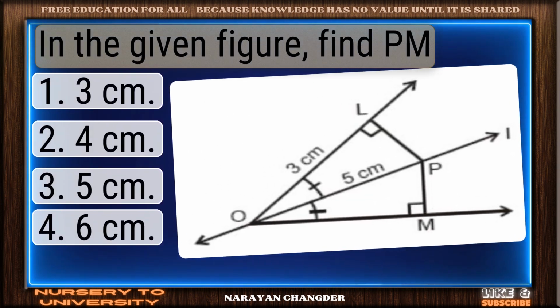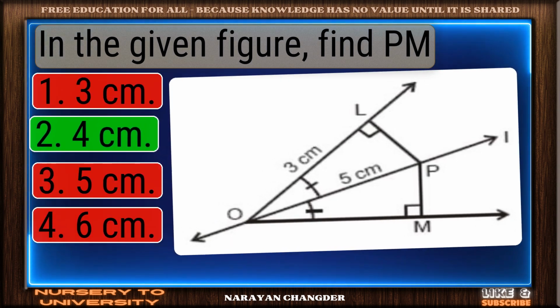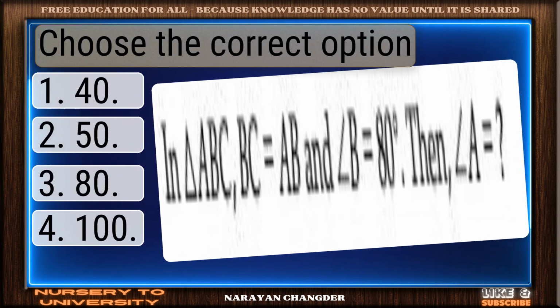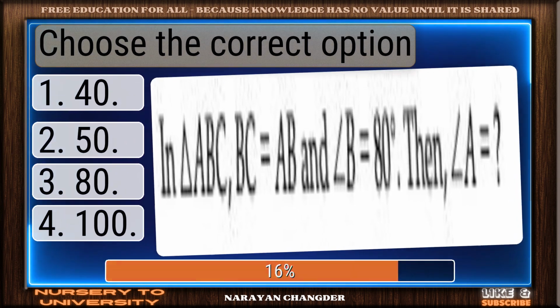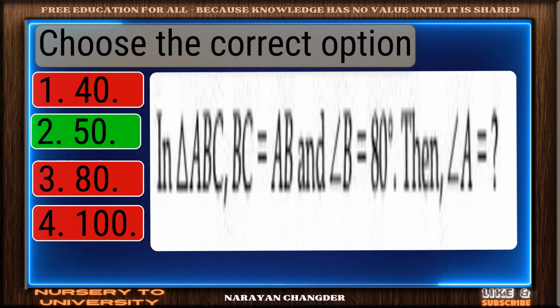Question number 15. In the given figure, find PM. Bravo. 4 cm is the answer. Question number 16. Choose the correct option. Correct. 50 is the right answer.